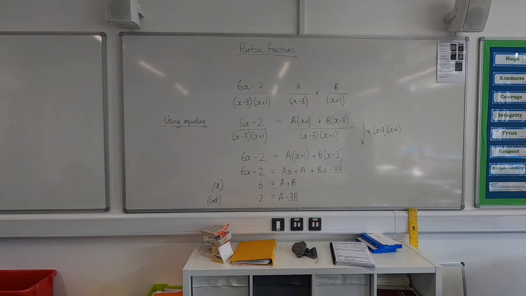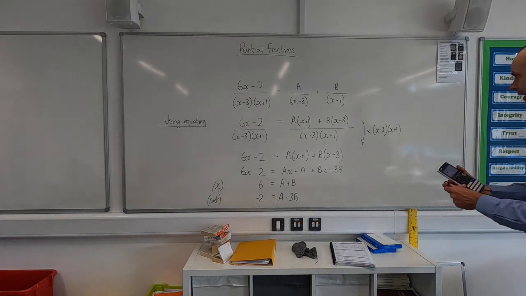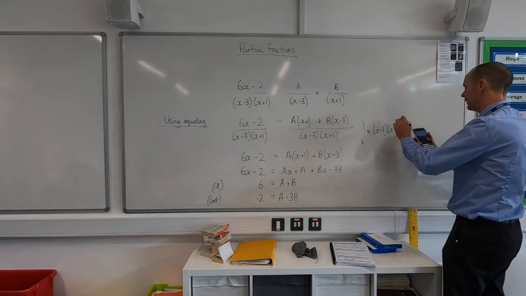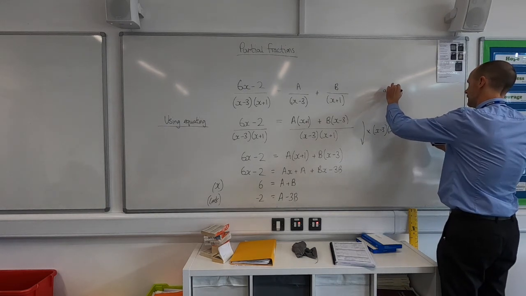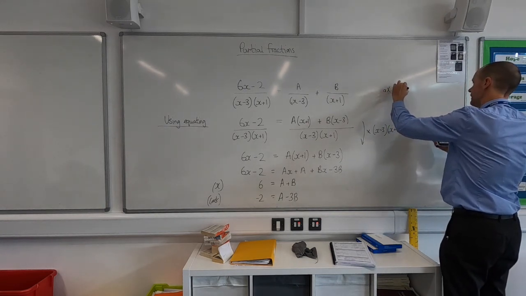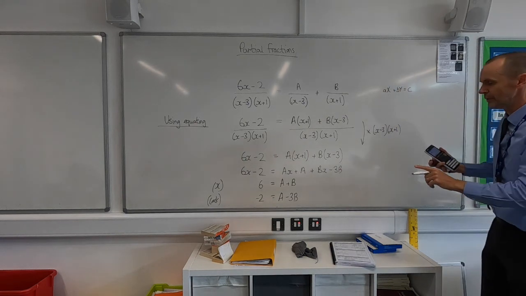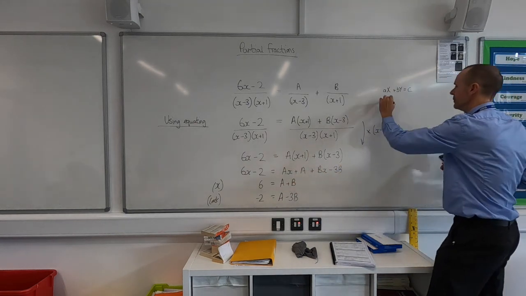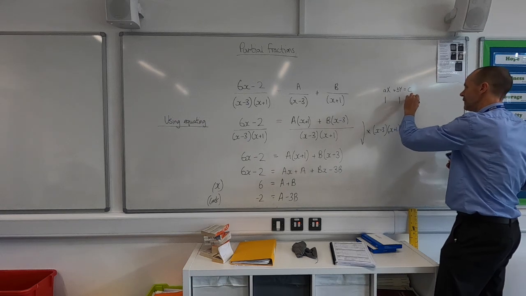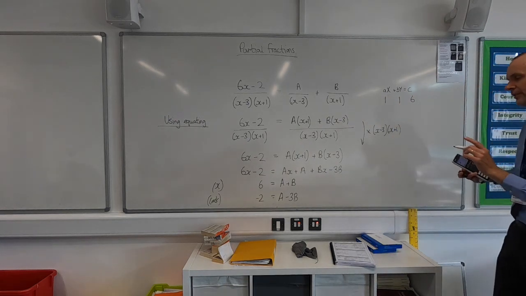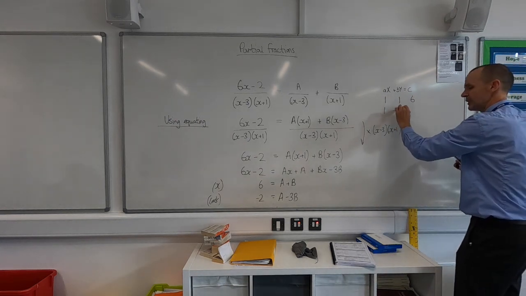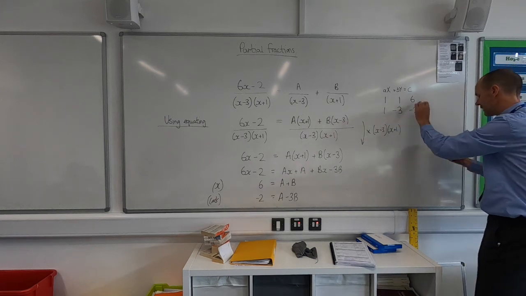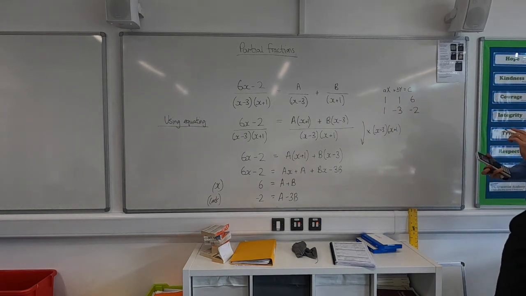So menu, equation, simultaneous, and 2 unknowns, and it's expecting it in the form ax plus by equals c. So I've got 1a plus 1b, so that's 1, equals 6, and I've got 1a and -3b equals -2. So that's how you type it in on the calculator.